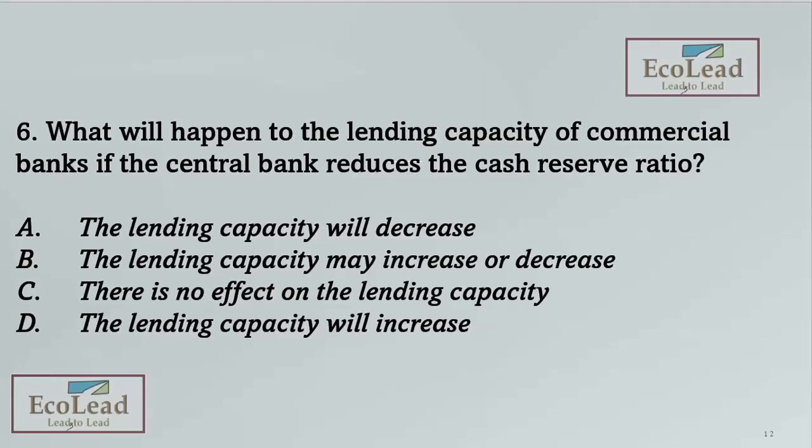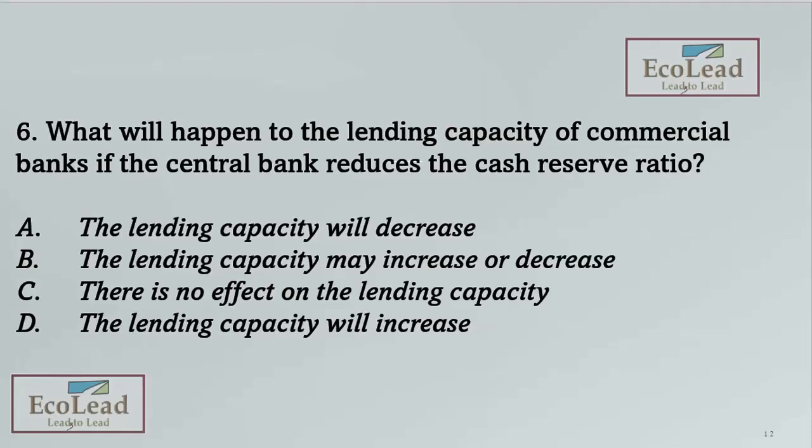First one, the lending capacity will decrease. Second option, the lending capacity may increase or decrease. That means indecisive, right? This second option is basically not giving any clear picture regarding the change in the lending capacity of the commercial bank. Third option is there is no effect. Definitely there will be an effect, so option C is also not considerable. Option D, lending capacity will increase.